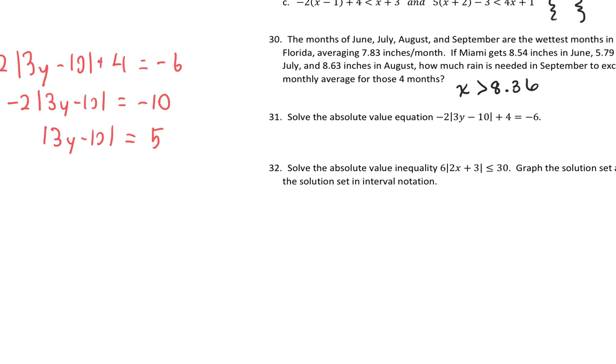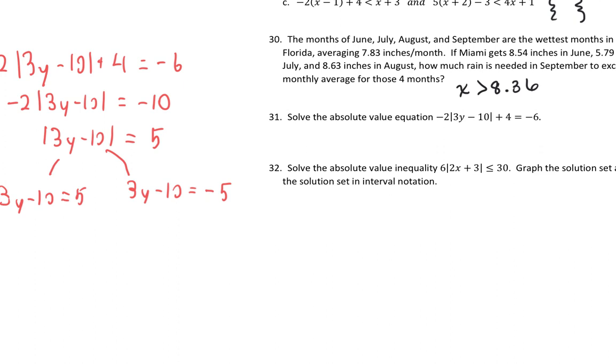Now for this, the inside of the absolute value can either be positive or negative. So there's going to be two different cases. There's going to be 3y minus 10 is going to equal +5. That's a really straightforward one, right? Or this inside could be equal to -5, and the absolute value of -5 is +5. So those are our two different cases, and we got to solve for each of these individually.